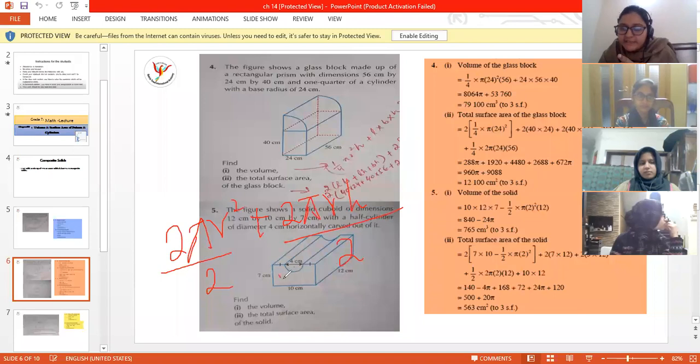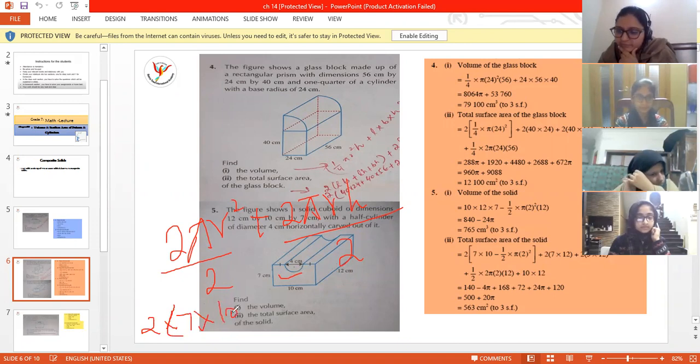Now, by taking the first side, when we are calculating the first side, 2 into 7 multiply 10. Clear? What have we subtracted? We have subtracted pi r square divide on 2, because the semicircle is cutting this cuboid. Clear? That was the first side. That was this side.